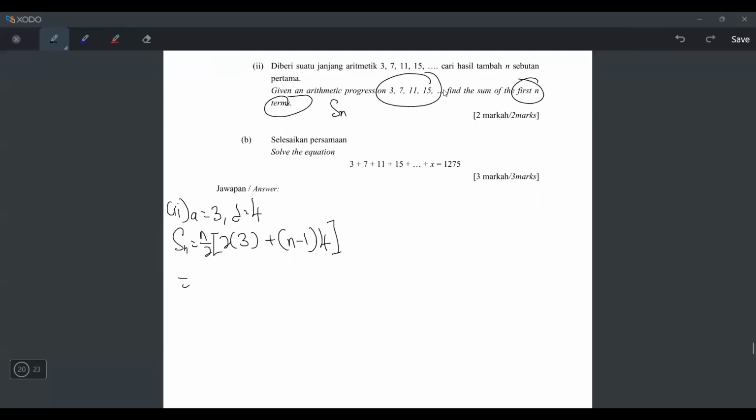So when they say find the sum of the first n terms, they should say in terms of n actually, because it's impossible to get a nice answer. Your answer will have n.